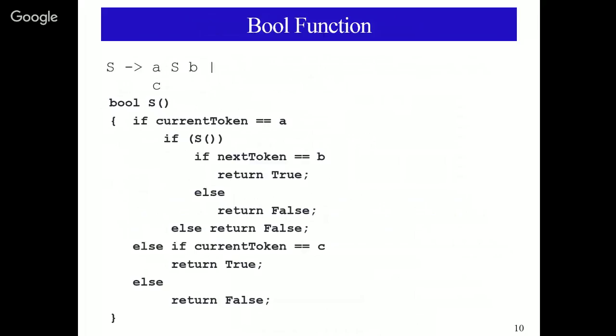Notice the recursion here. Recursive descent. S is going to call itself. So how is it going to keep track of the B's with the first A? Well, the recursion takes care of it.